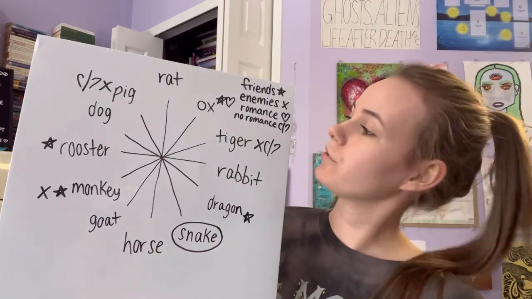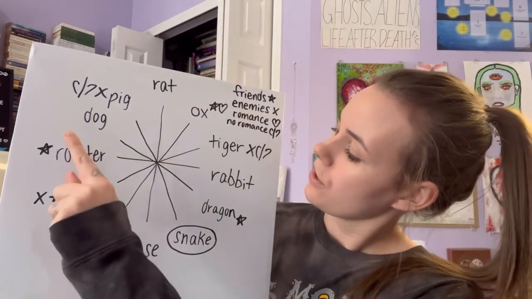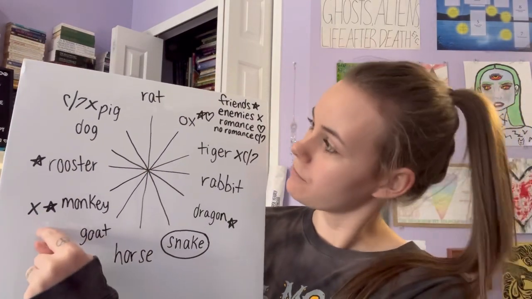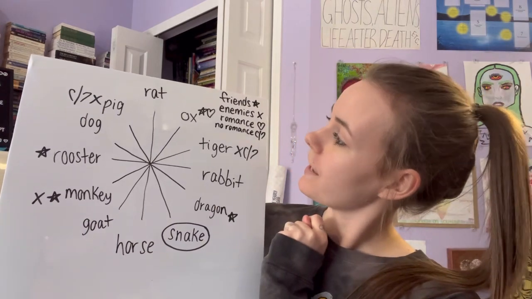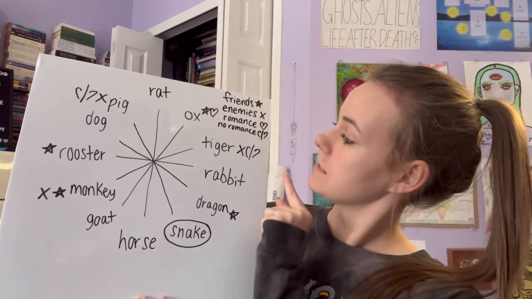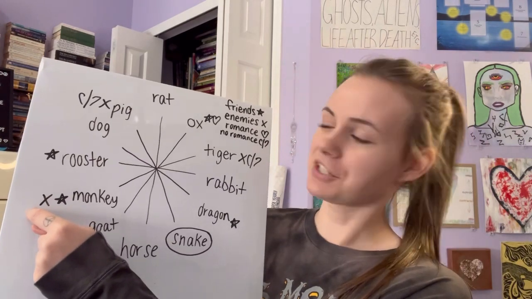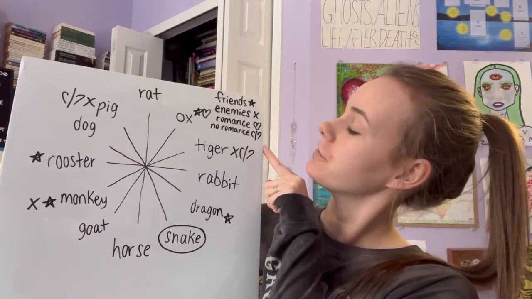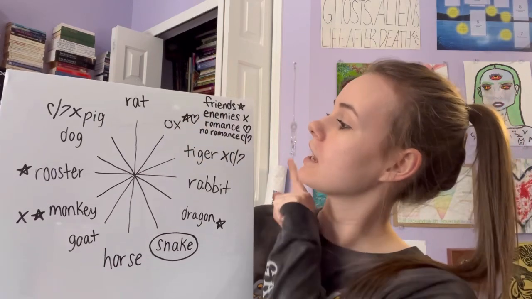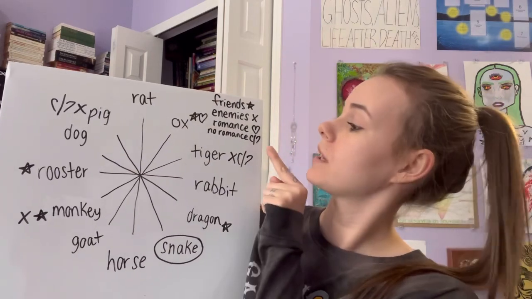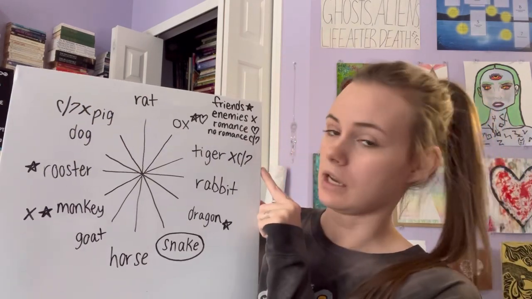Now for snakes, your best friends are ox, rooster, dragon, and then monkey. And your enemies are pig, tiger, and then also monkey. It's a love-hate relationship there. Possibility for romance with ox, and possibility for not so great romance with pig and tiger.